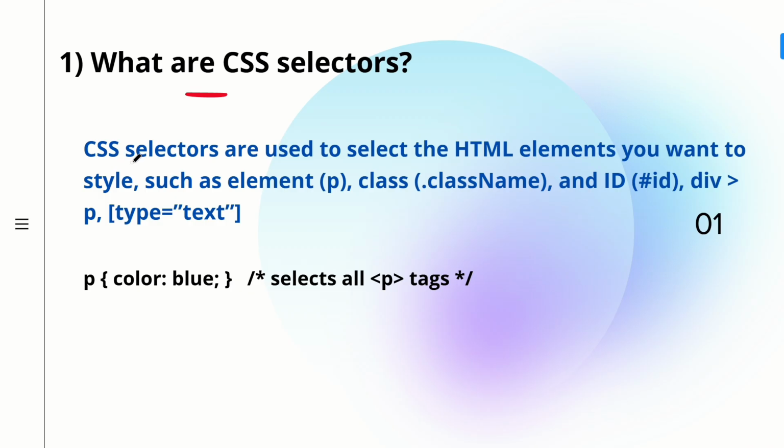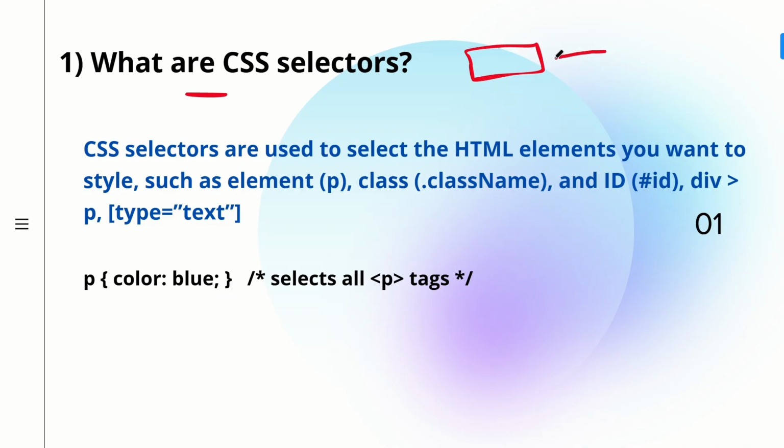Let's read the definition. CSS selectors are used to select the HTML element that you want to style. So in case you have any element in your page and you want to give a style, you want to change the color, you want to give it a background color, or you want to change the font size, or any styling you want to give, then you have to make use of a CSS selector.